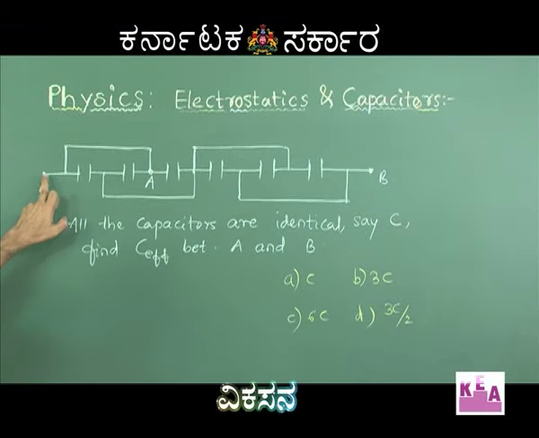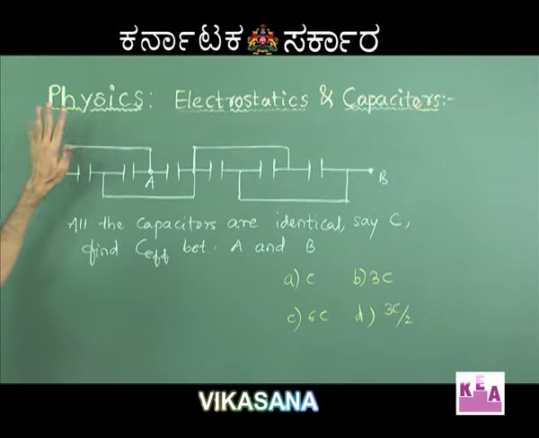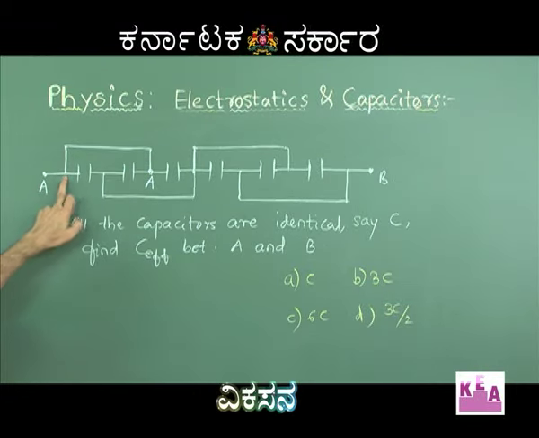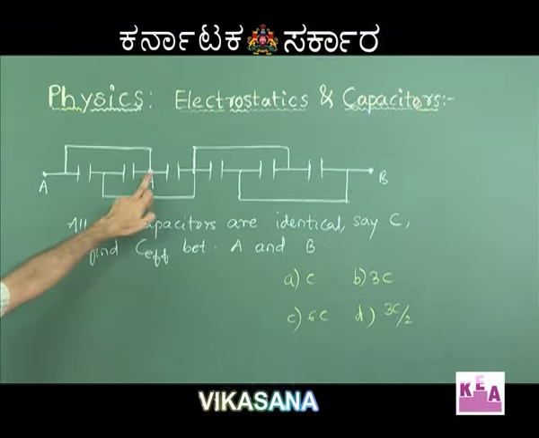The reason is, this point has been directly connected to this point by means of a conducting wire which does not have any other capacitor or resistor or whatever. So, there is no other circuit element and there is just a bare connecting wire. Therefore, this point should be having the same potential as this.